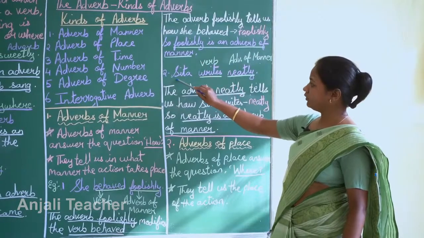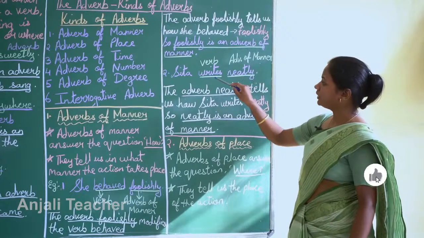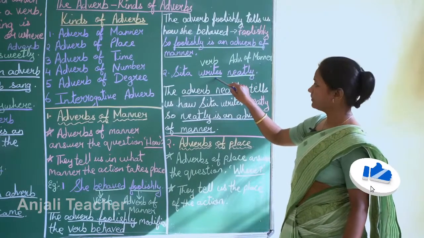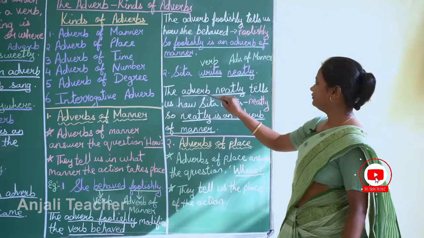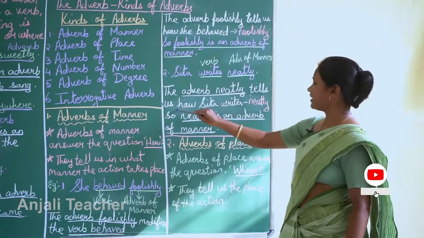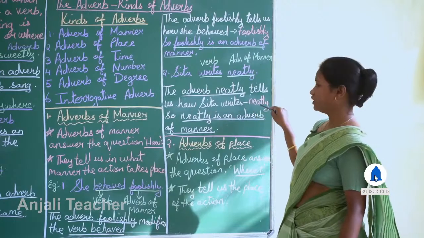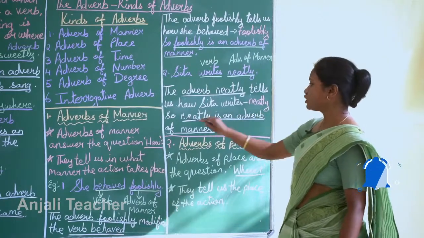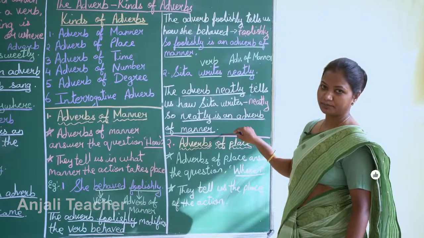Now see the second one, Sita writes neatly. Here the verb is writes, the adverb of manner is neatly. The adverb neatly tells us how Sita writes. How she writes? She writes neatly. So neatly is an adverb of manner.